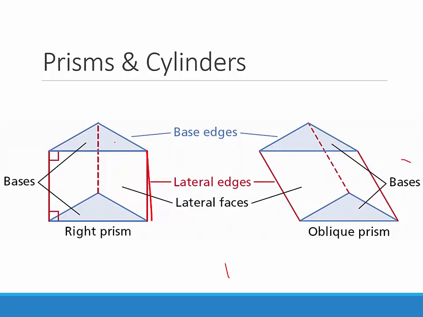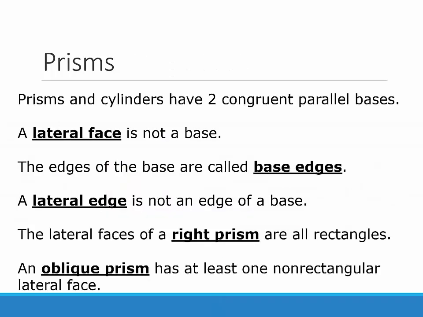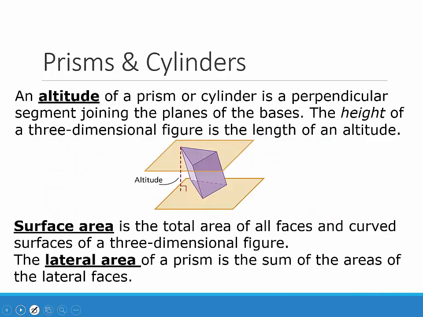You have lateral edges that are where the lateral faces meet. And then you have base edges, which is where parts of the base meet. So we have two things here, a right prism and an oblique prism. The lateral faces of a right prism are all rectangles, but an oblique prism has at least one that's non-rectangular, so it's some type of parallelogram for the most part. The altitude of a prism or cylinder is a perpendicular segment joining the planes of the bases, and we call that the height, and we will need the height for a lot of our calculations.